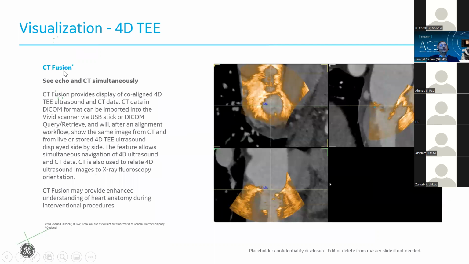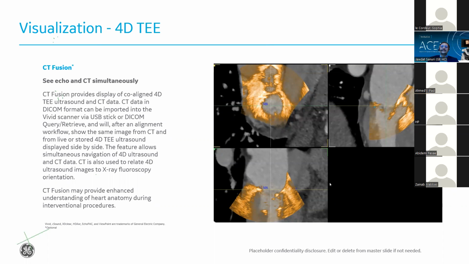We also have a new fusion technology, which is called CT fusion, where we are able to fuse between cardiac CT as well as echo. And the concept is that since the planning of most complex structural heart procedures is done actually on CT, which is the gold standard, of course, in terms of anatomy, in terms of calcification as well.